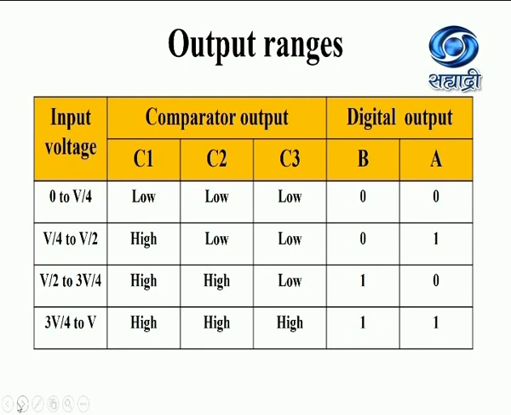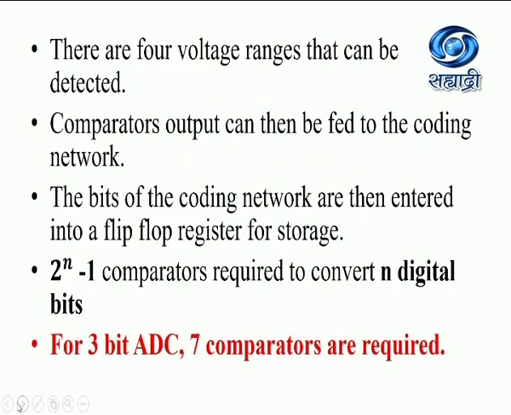In this way, we can convert a 2-bit analog input into a 2-bit digital output. So there are 4 voltage ranges that can be detected, and the comparator outputs can then be fed to the encoding network. The bits of the encoding network are then entered into a flip-flop register for storage.